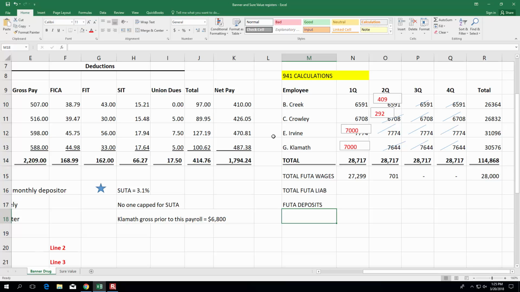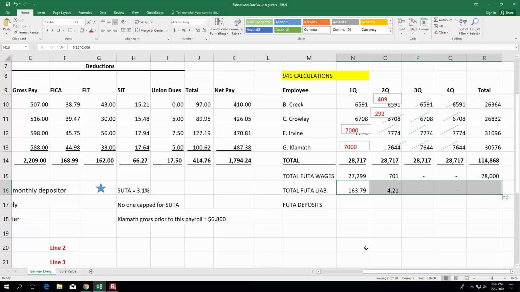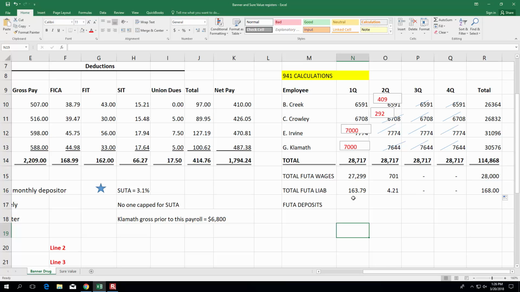So to get the FUTA liability, it's a pretty simple calculation. It's just the 0.006 of the FUTA wages. So we can just go ahead and see pretty easily what our liability is per quarter. And then the rule, just as a refresher on the deposits, is we only deposit when we get to $500 cumulatively, and we never get there. So in this case, I pay $168 with the 940.